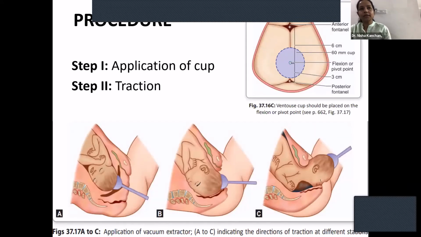Traction. When you're giving traction, your right hand is pulling and your left hand is holding over the vacuum so that the vacuum doesn't pop off. So there is a two-hand technique. The right hand pulls and the left hand gives support over the cup so that you don't pop it off when you're pulling, and the direction of traction should be perpendicular. If you pull in a different direction, the cup is going to pop off from the scalp.